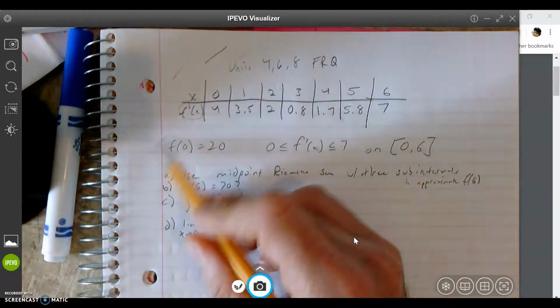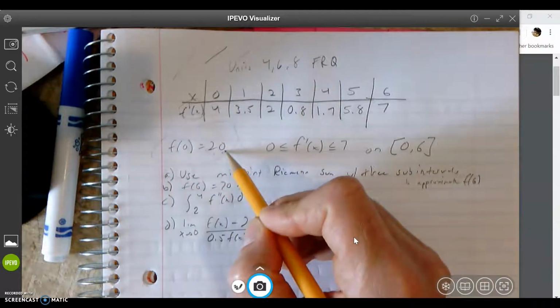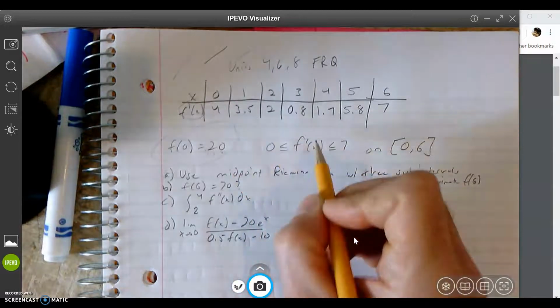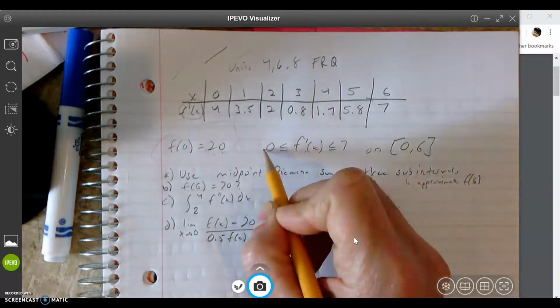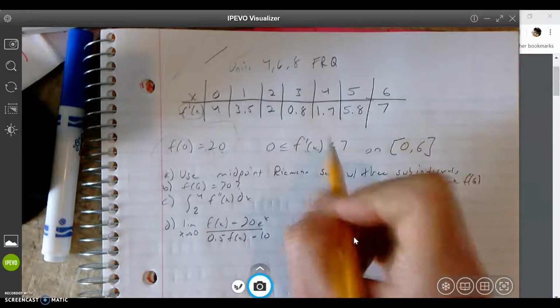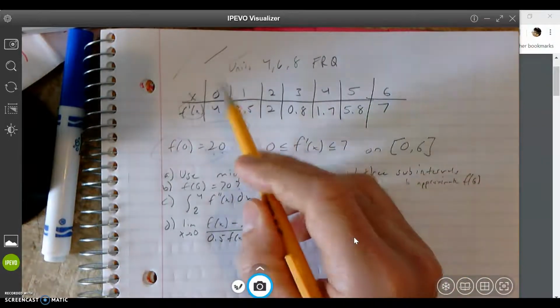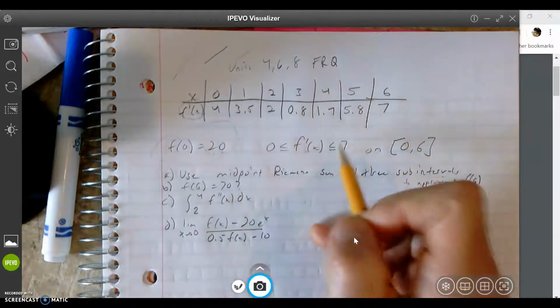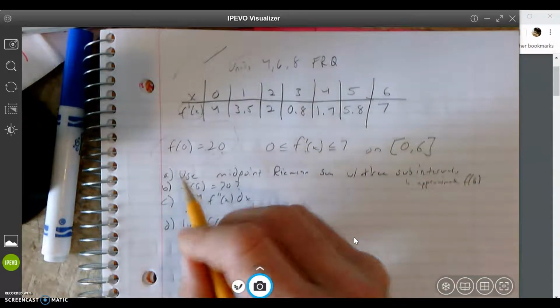But it will tell you this value. So f of 0 is 20. So it gives you that. It starts at 20. And it tells you that the slope is always between 0 and 7. So the whole slope on this interval is between 0 and 7. Okay. That's what it gives us.